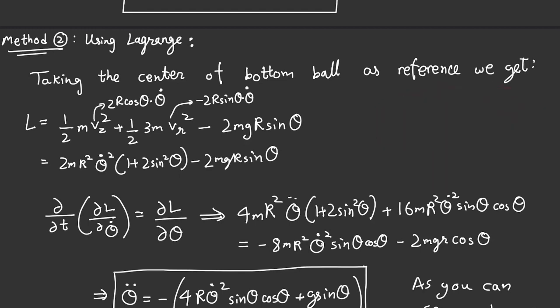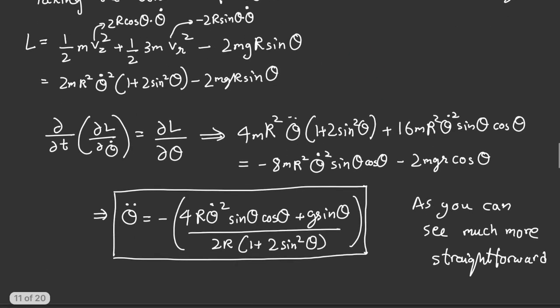Since we have to subtract it, we get minus 2mgr sin theta. Now vz is nothing but 2r cos theta theta dot, and vr is nothing but minus 2r sin theta theta dot, and you get this Lagrangian once you substitute the values. As you can see, the variable selection is a no brainer. We'll have to select theta, as we want theta double dot. It would be very easy if we just select theta as our variable.